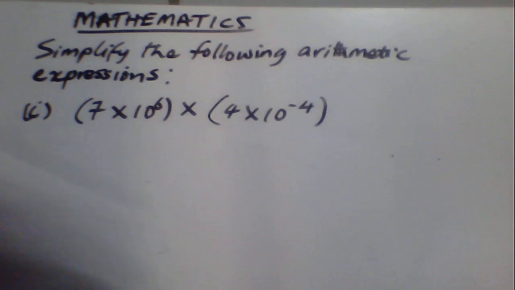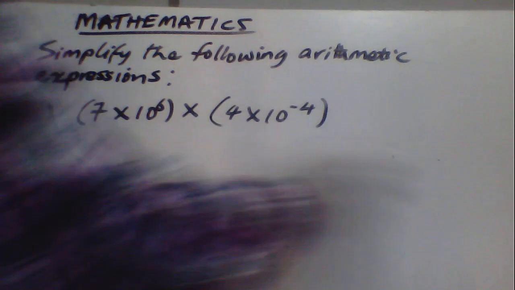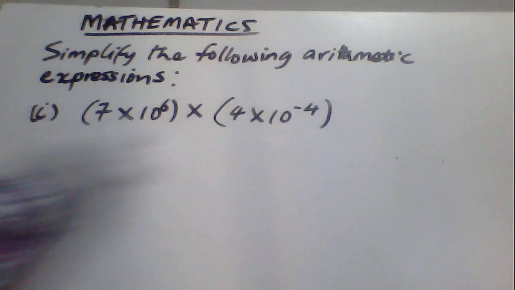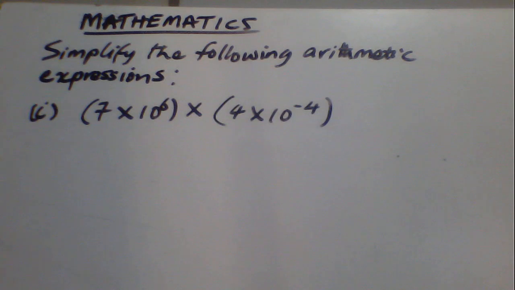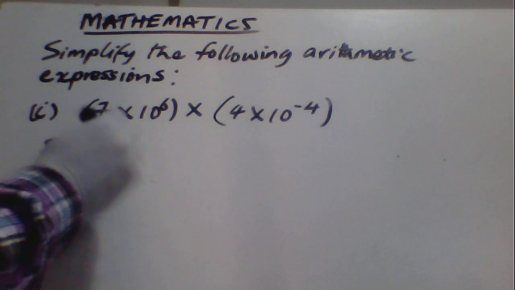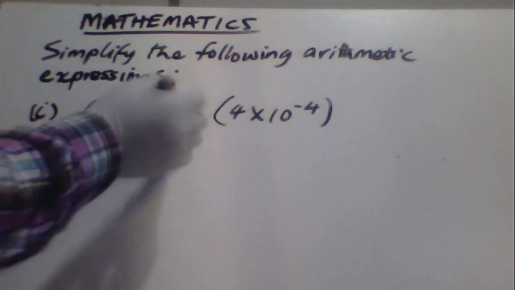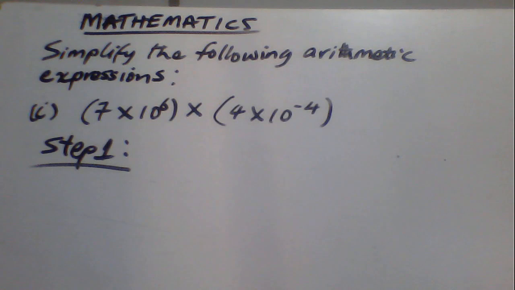Alright, so you are given the product of 7 times 10 to the power of 6 multiplying 4 times 10 to the power of minus 4. The first thing you have to do is to open brackets. When it's product, you see this sign is very important. Open brackets and then multiply a whole number by a whole number, an exponent by an exponent.